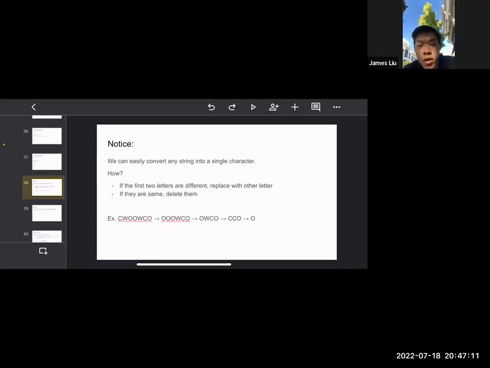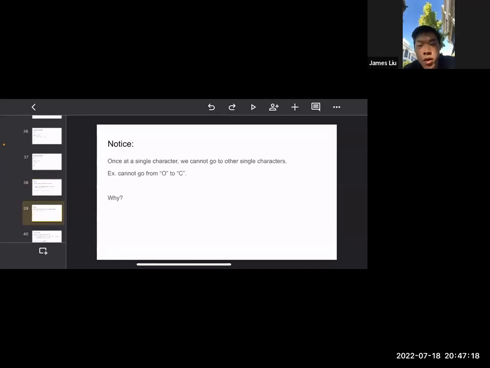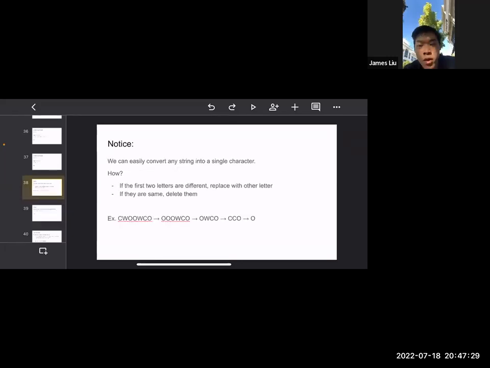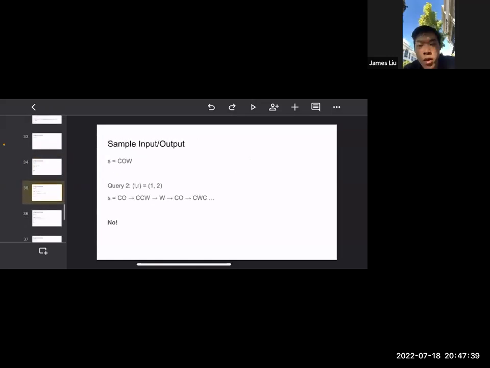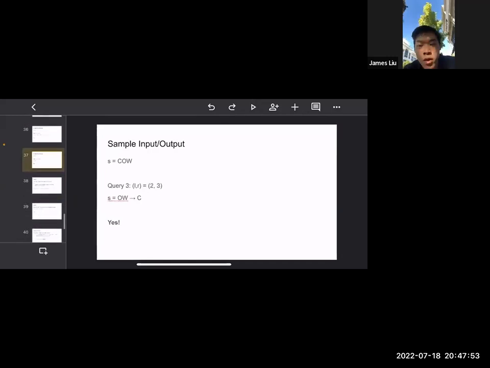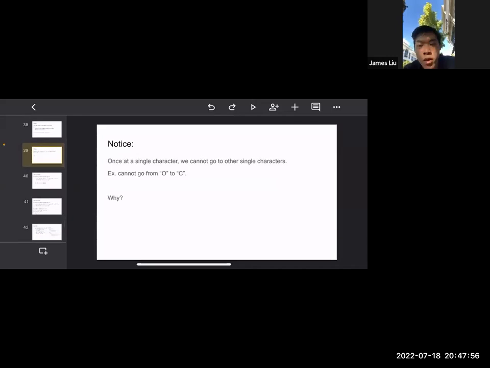But is it possible to get from a W to a C or an O to a C? That's the next observation: we hypothesize that we cannot go from a W to a C or an O to a C. I just want you to think about it. Why can we not do that? Why is that not a thing? In the sample case, we convert this to a single W. So maybe we can convert it to a C, but the sample itself says that we cannot. Why can we not go from one single letter to any other single letter? Why is that a thing?